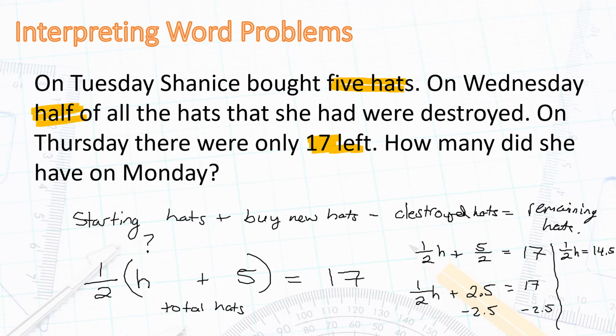To get rid of a half, remember we have to multiply by the inverse. So the inverse of a half is to multiply by 2 over 1. So you flip a fraction over. So 2 over 1 times a half H is equal to 14.5, and that would also have to be times 2. So the number of hats would be 14.5 times 2, which is 29.